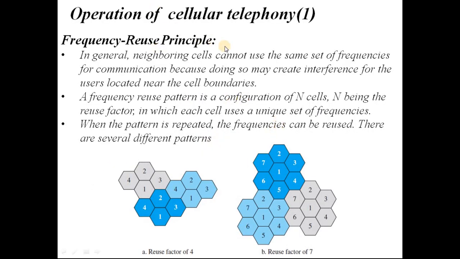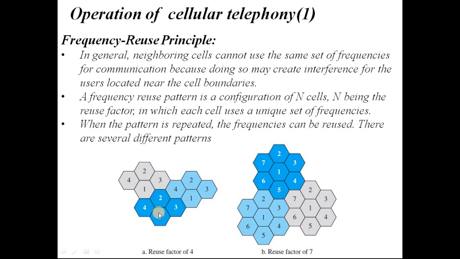Just look at this frequency reuse principle. You can see this is one particular cell. This is called a reuse factor of 4. That means we can have 4 different frequencies. So cells 1, 2, 3, 4 will have 4 different frequencies, whereas this cell and this cell will have the same frequency, but there will not be any interference because there is a cell in between which has a different frequency. Therefore, there will not be any interference. So this is a reuse factor of 4.